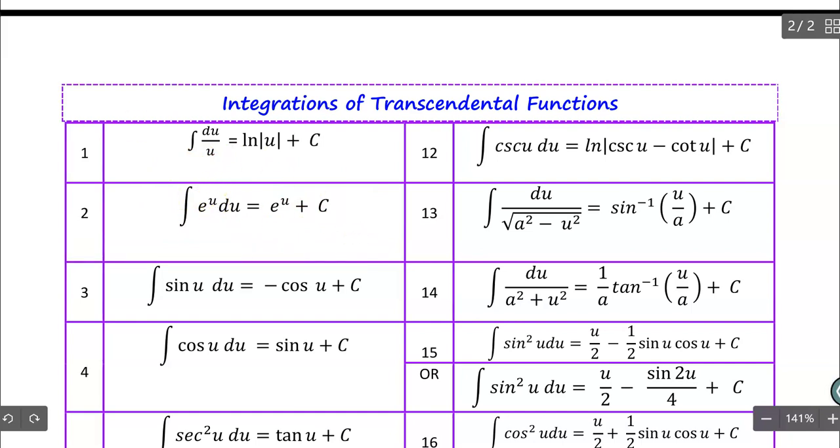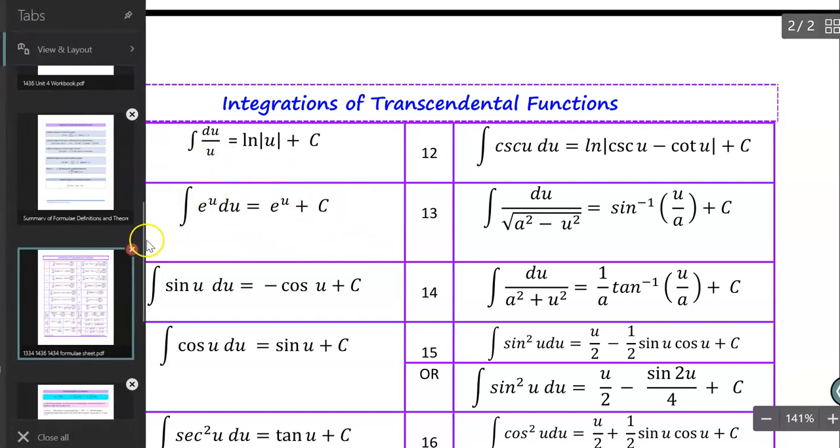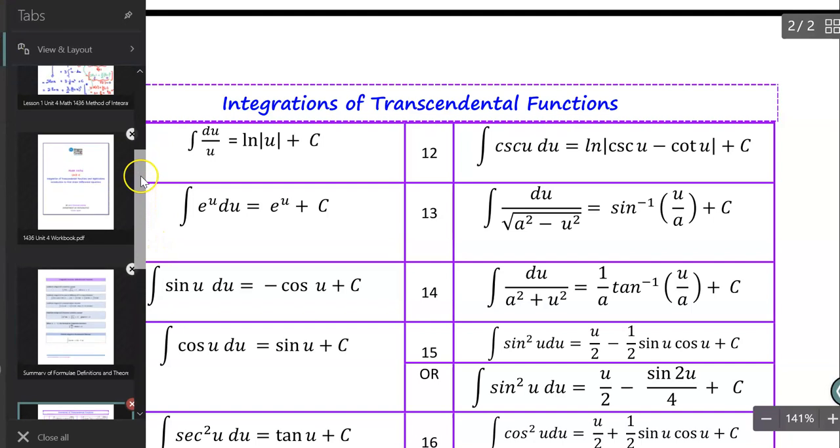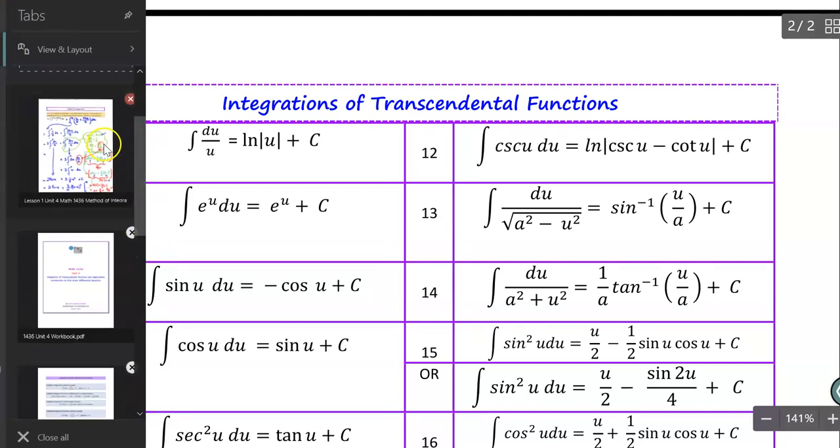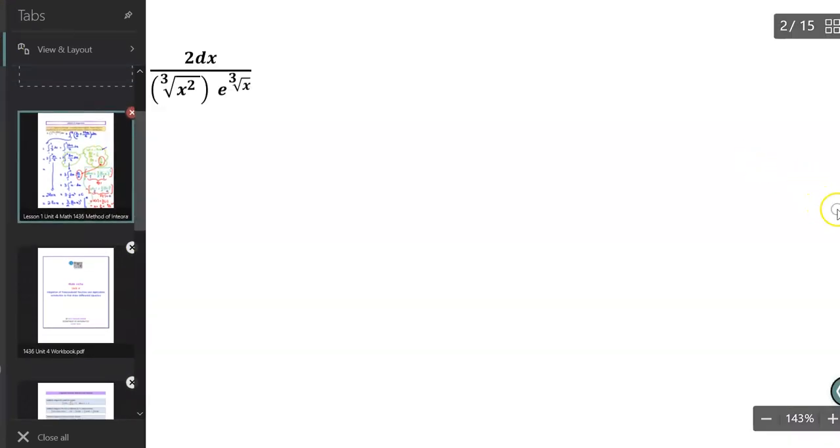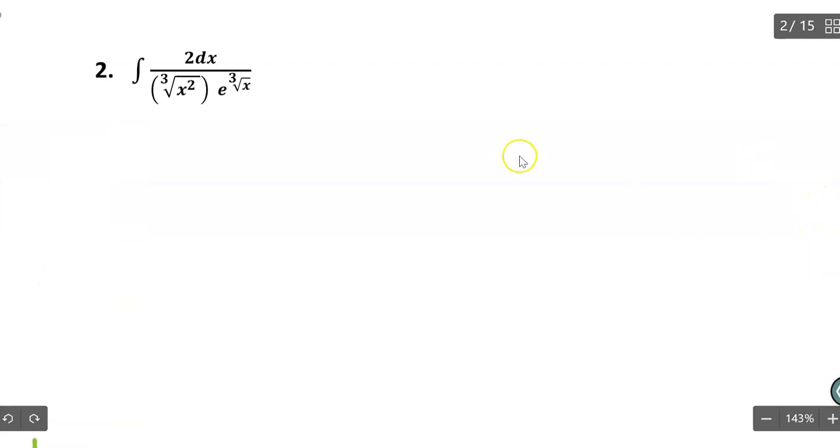Okay, so let's get back to our example. You probably are asking me this question: what happened to this then? What is the cube root of x squared here? I got so confused, okay?